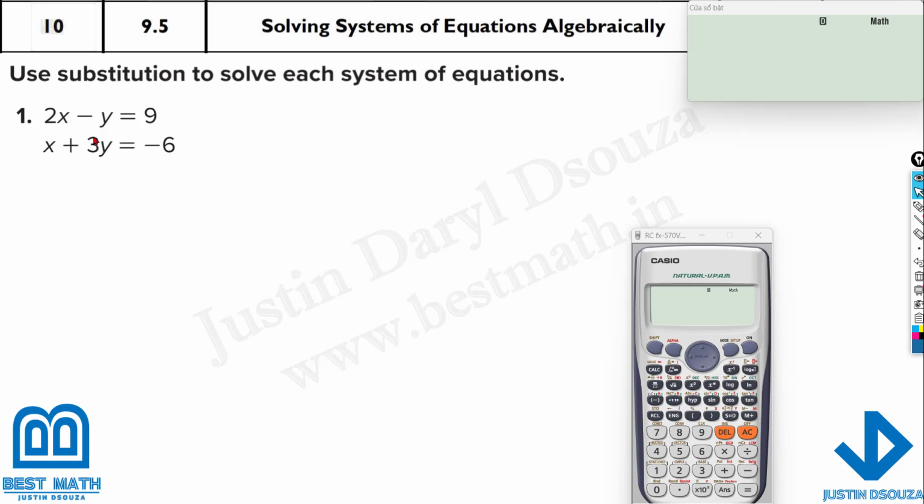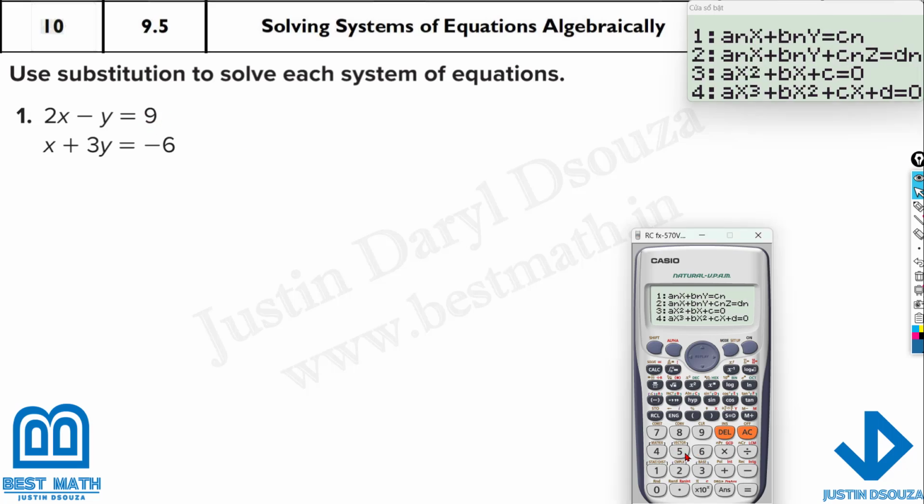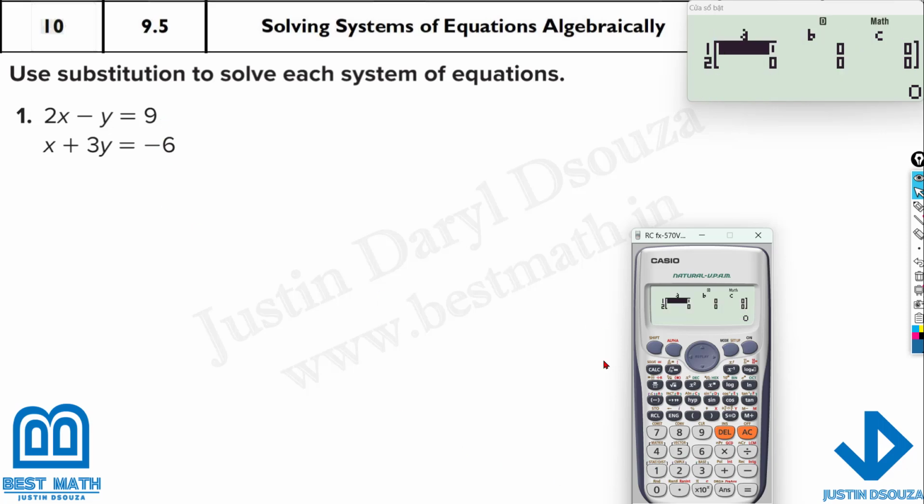Both equations are in standard form, that is, x and y on one side and equal to a number or constant. So we go to MODE, and here you need to click on 1 if there are two equations, and then type in the coefficients. It's 2, then -1, and lastly 9. Similarly, for the second equation, the coefficient, there's nothing, which means 1, 3, and -6.